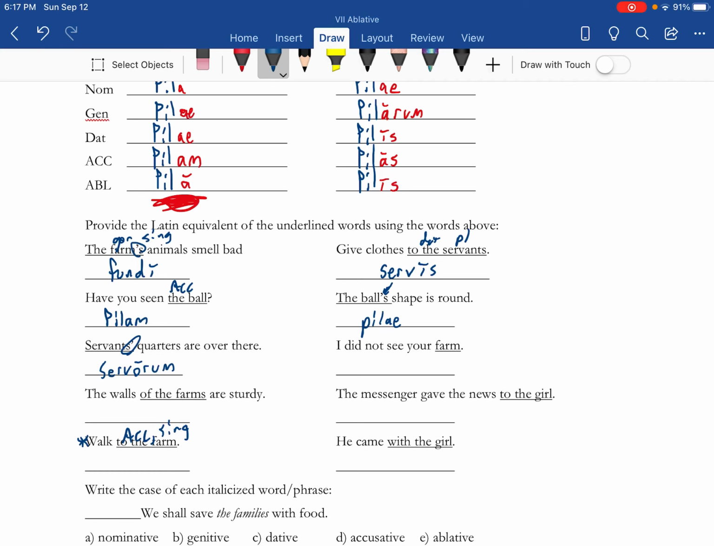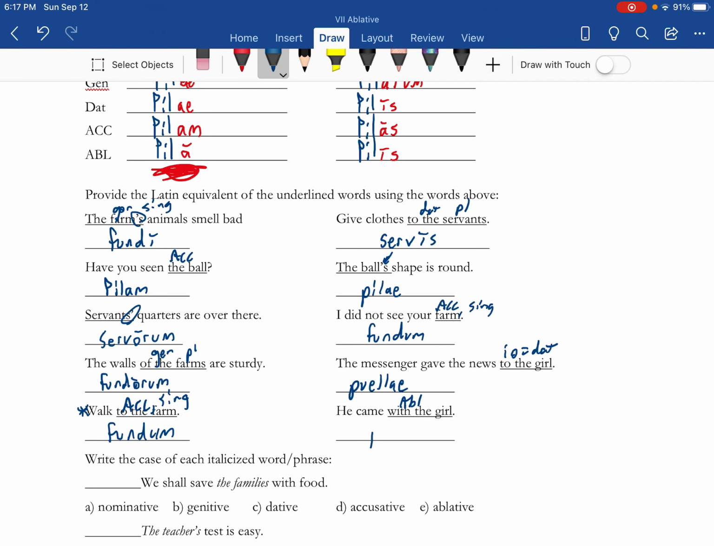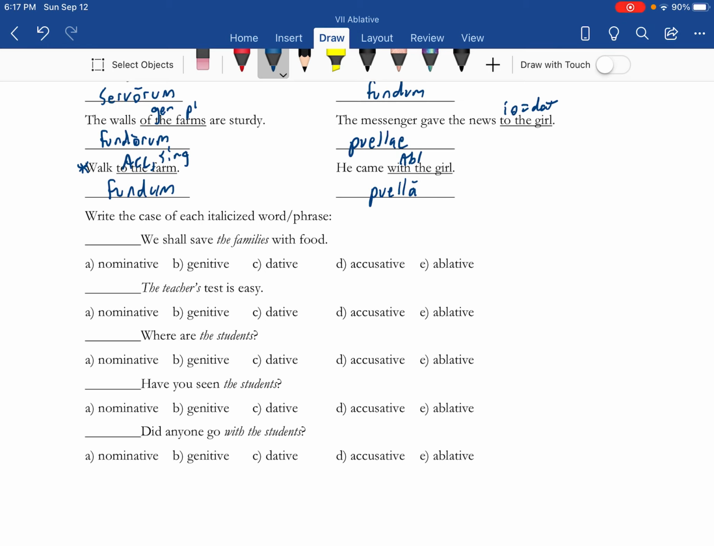Okay, that's your farm. Alright, so direct objects are accusative singular. Fundum. Of is going to be genitive. Alright, to the girl, that indirect object is going to be dative, so that A becomes an AE. To the form, I told you. Last one, most taped up, we shall save the family. That's a direct object.